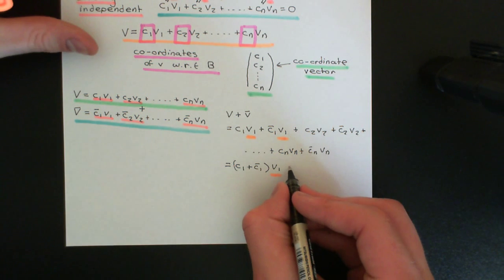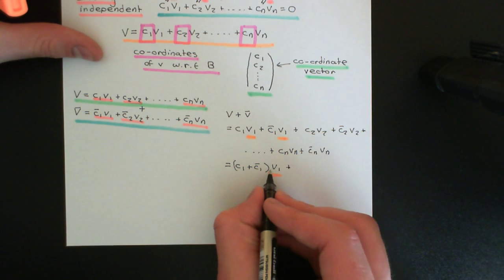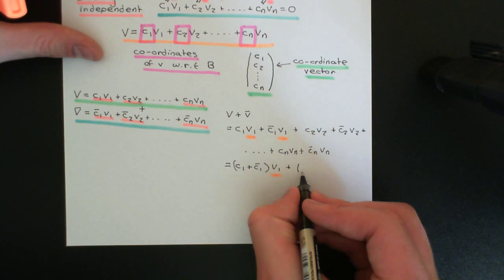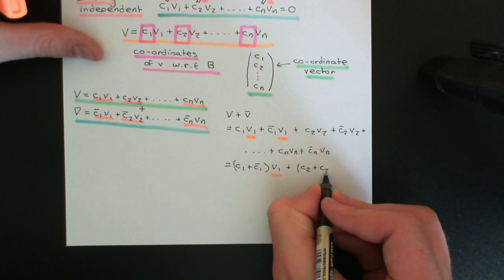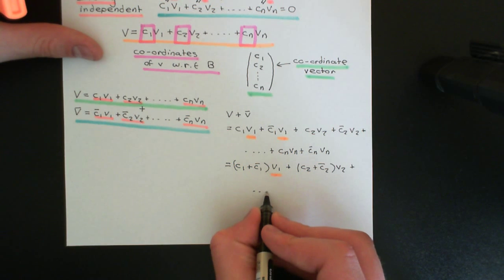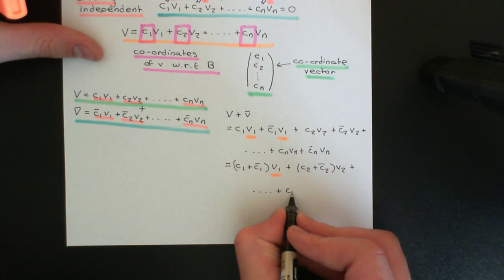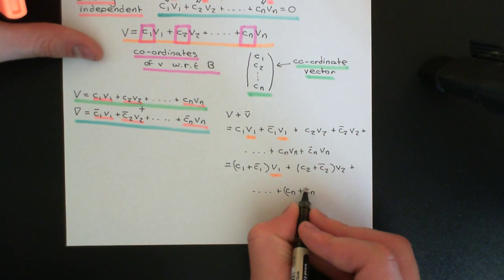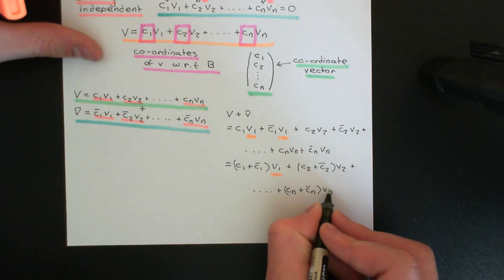And I can continue this up. So we'll get c1 plus c1 bar times v1 plus c2 plus c2 bar times v2 plus, and it will go on all the way up to cn plus cn bar times vn, like so.